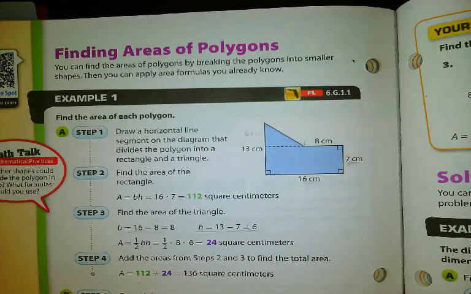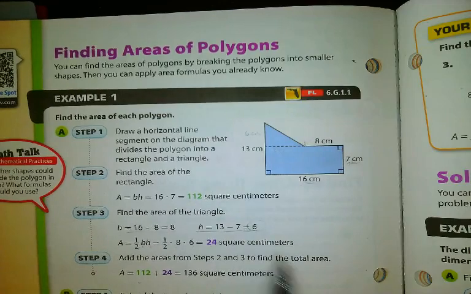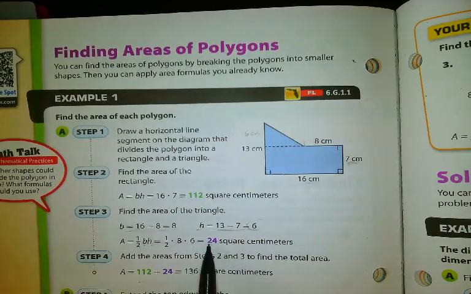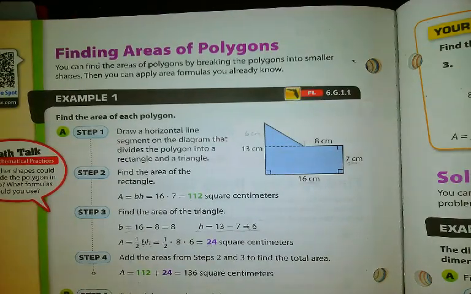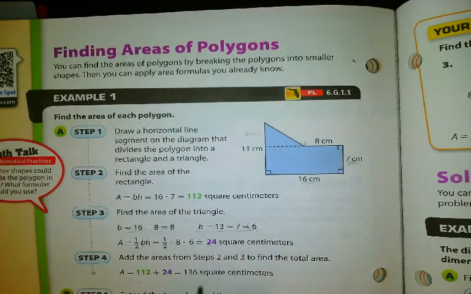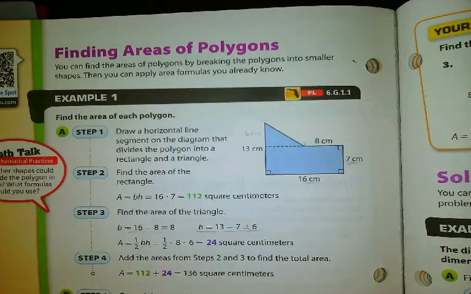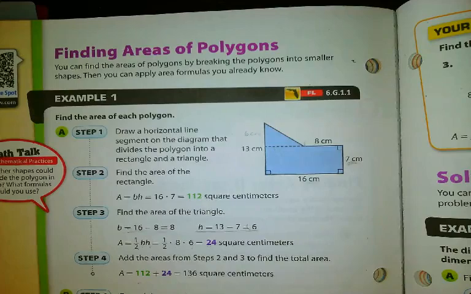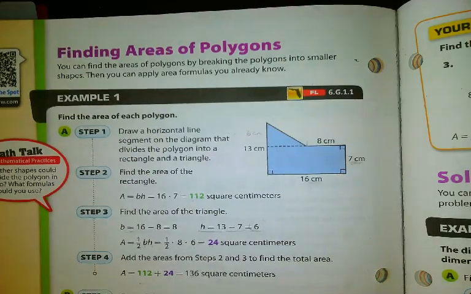Alright, so then it says add the areas from step 2 and 3 to find the total area. So I found that the rectangle was 112, my triangle was 24, so those together is going to give me my total polygon area of 136 square centimeters. So that's how you find it with a rectangle and a triangle.